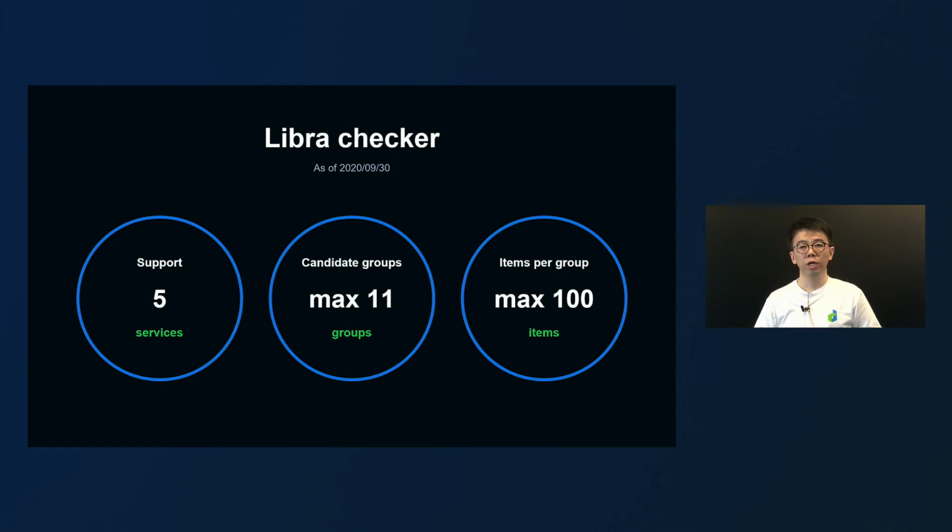Since it is a brand new service whose version 1.0 was just released at the end of September, the number of services we currently support is only 5. As for the specification, the maximum number of comparison groups for qualitative evaluation is 11, meaning 1 group for the current logic plus the maximum 10 groups for comparison. And 1 group can display up to 100 items.